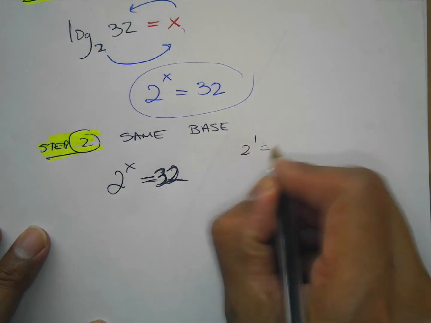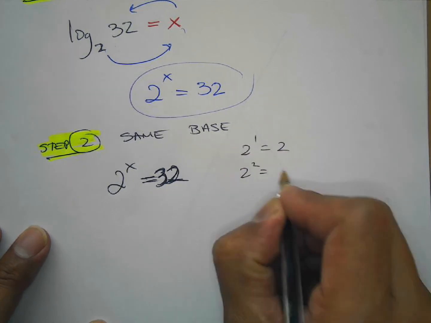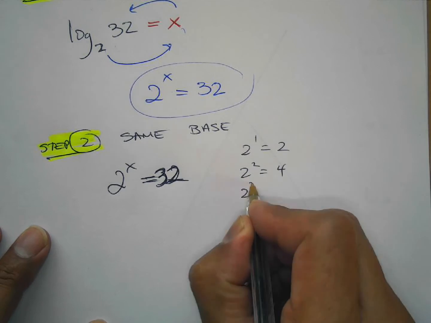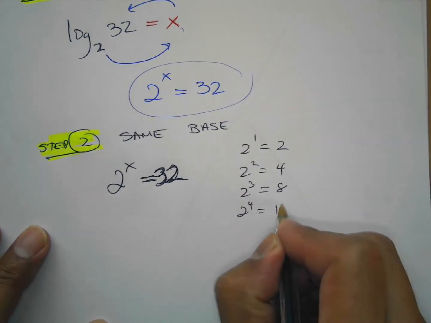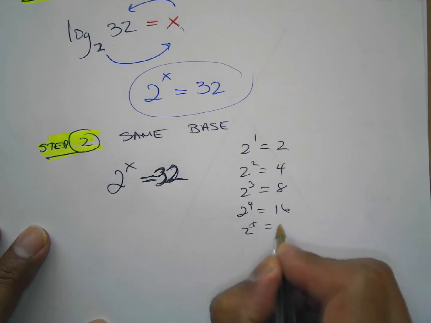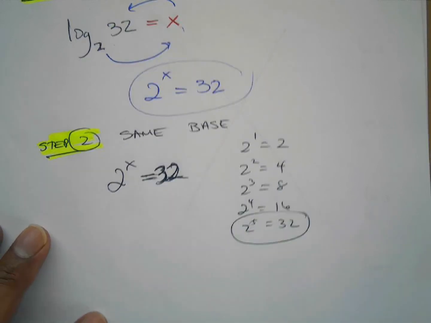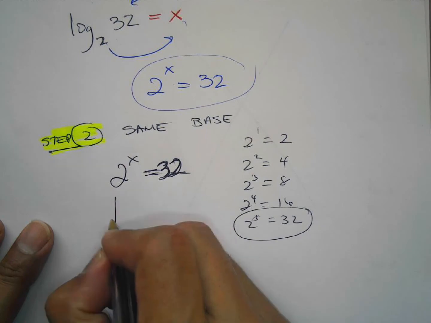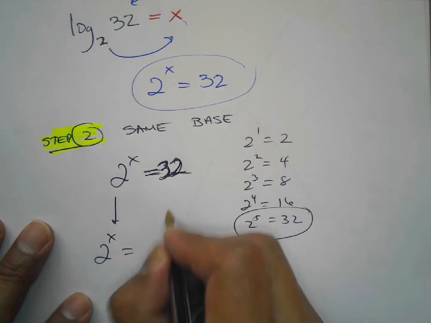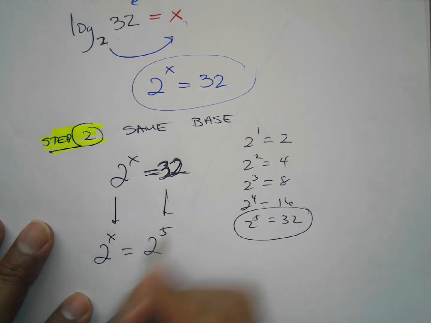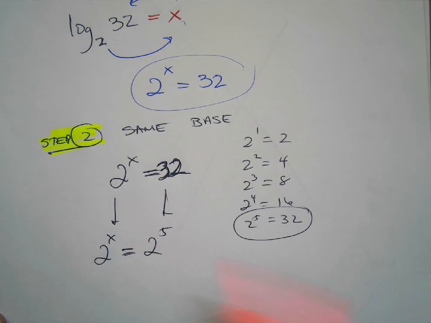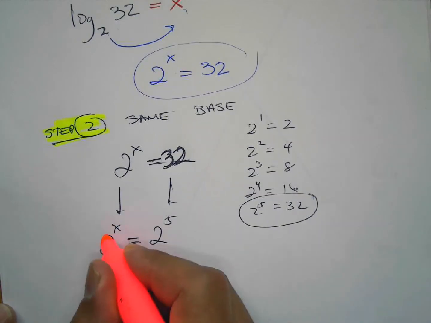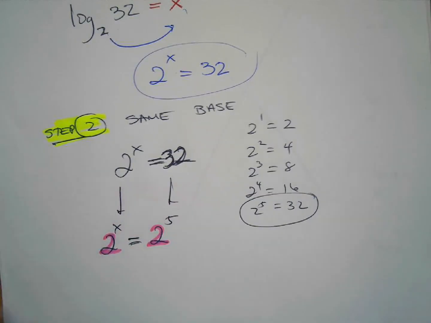Well, let's see. 2 to the power of 1 is 2. 2 to the power of 2 is 4. 2 to the power of 3 is 8. 2 to the power of 4 is 16. 2 to the power of 5 is 32. Ah, there you go. So I'm going to get the same base. 2 to the x equals what? 2 to the 5. We got these bases to be the same. That's what you want to do. See, the bases are the same. I got a base of 2 and I got a base of 2.